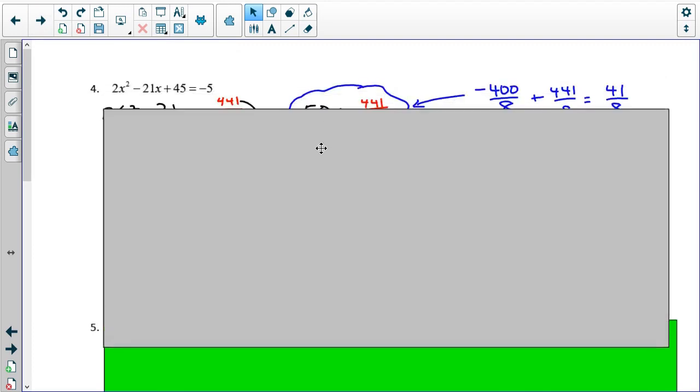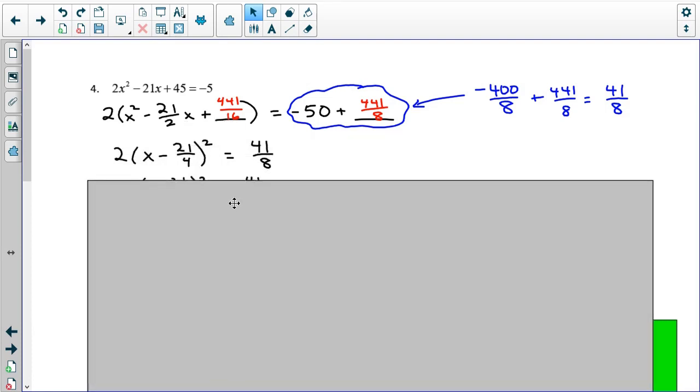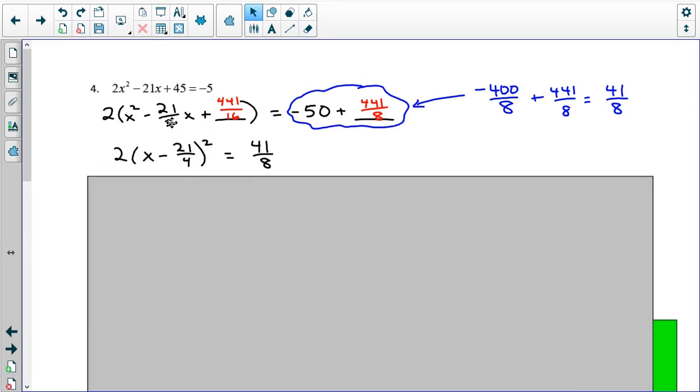Now, I did it, but notice that when I factor out a 2, it does not divide this evenly. So 21 is not easily divisible by 2. That means there are going to be fractions all over the place. So when I take -21 halves and I divide it by 2, that becomes -21 fourths. When I square 21 fourths, that becomes 441 sixteenths.